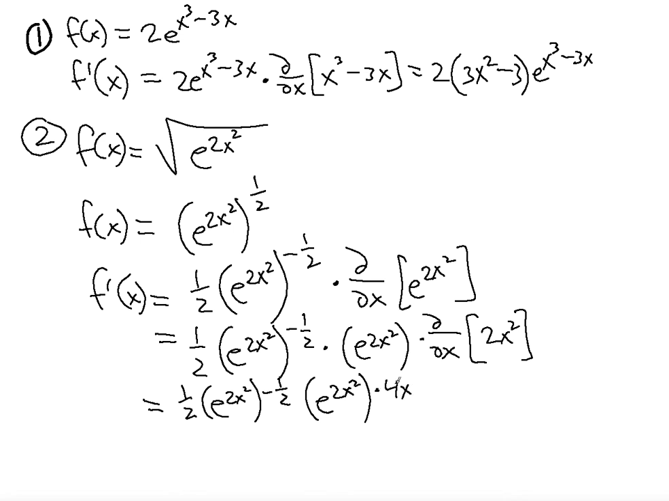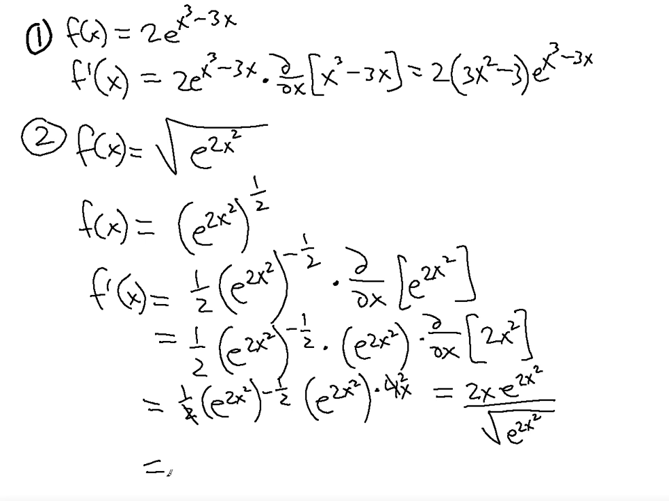Okay, so 4 and 2, as you can tell, that will become 2. So as a result, we will have 2x e to the 2x squared divided by the square root of e to the 2x squared. Sorry, I should write that better, like that, e to the 2x squared.